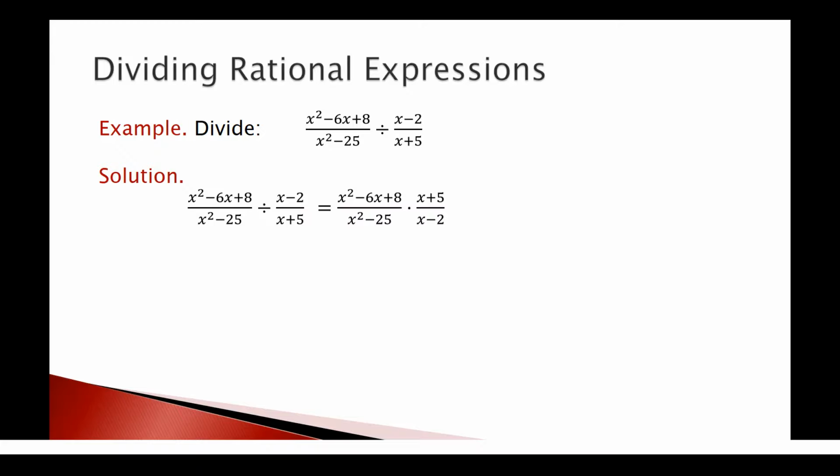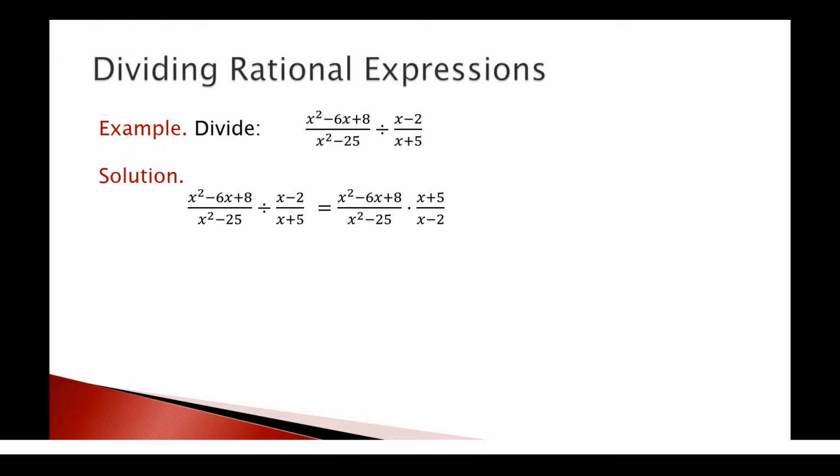So in this case we had x squared minus 6x plus 8 over x squared minus 25 divided by x minus 2 over x plus 5. So we write this as x squared minus 6x plus 8 over x squared minus 25 times x plus 5 over x minus 2. So we inverted the divisor. Our divisor is x minus 2 over x plus 5. Now we inverted that as x plus 5 over x minus 2 and we write the division as a product. And then we simply multiply these two rational expressions as before.